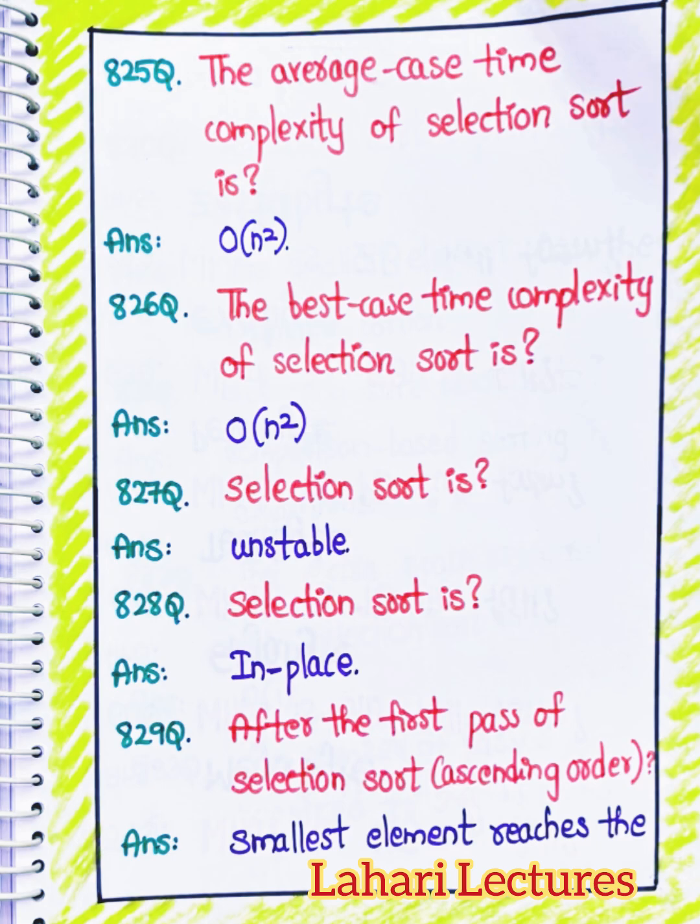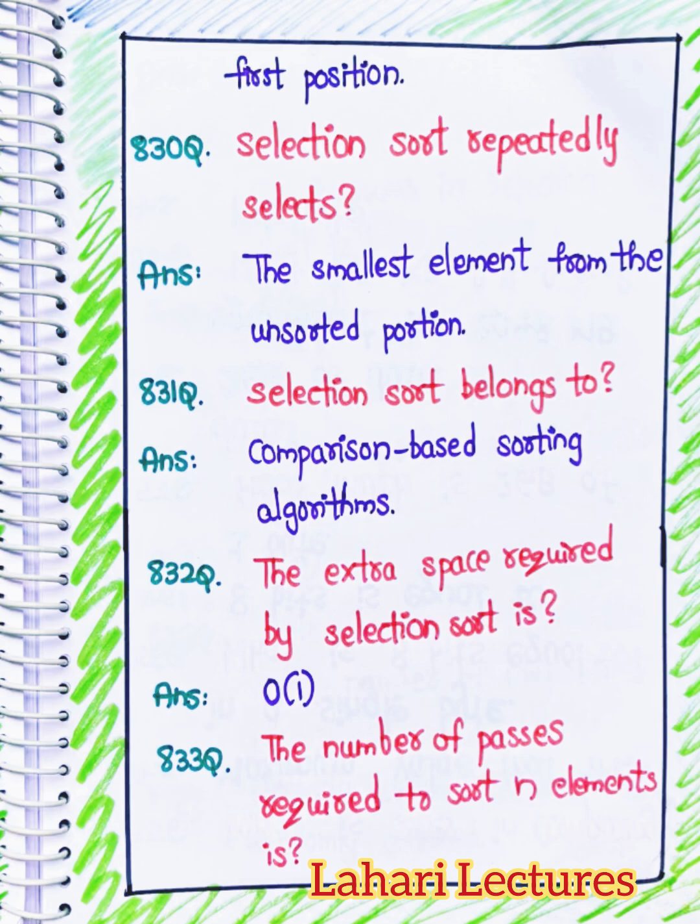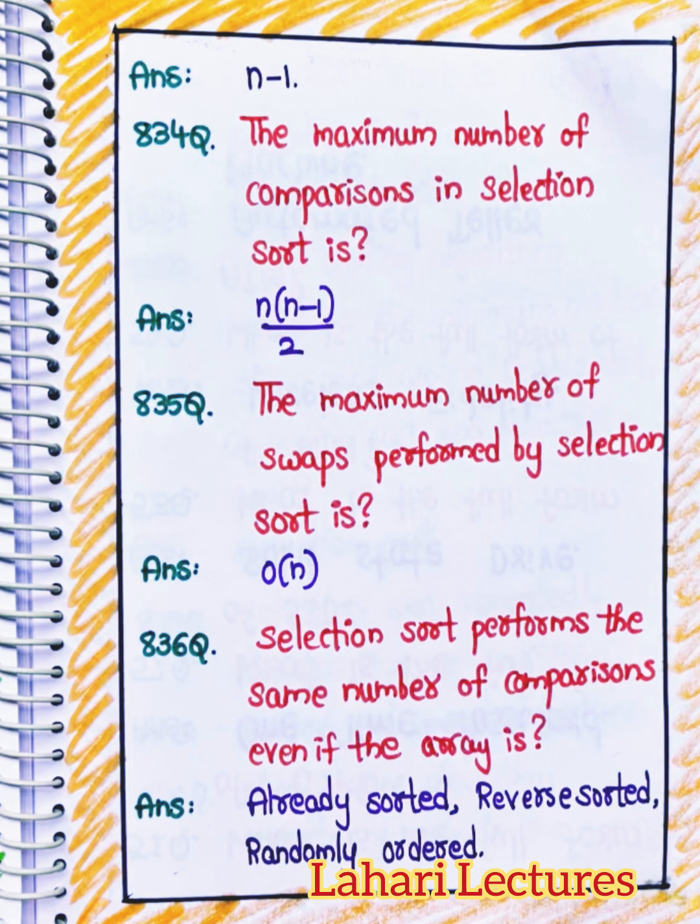After the first pass of selection sort in ascending order, the smallest element reaches the first position. Selection sort repeatedly selects the smallest element from the unsorted portion. Selection sort belongs to comparison-based sorting algorithms. The extra space required by selection sort is O(1). The number of passes required to sort n elements is n-1.